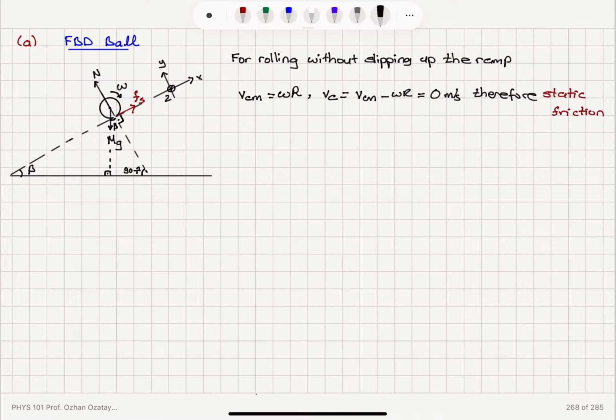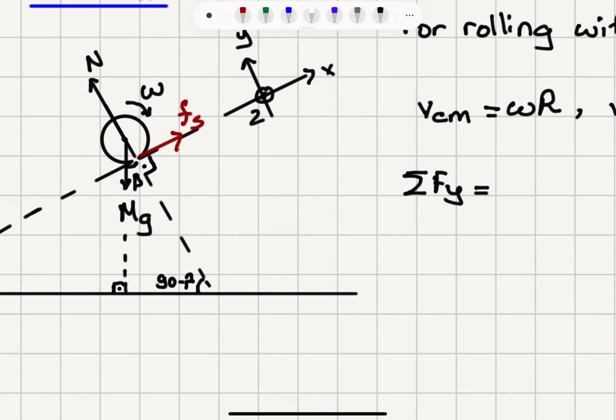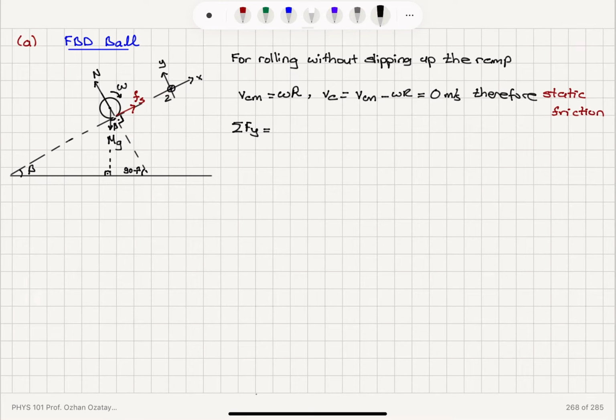Okay. Now, if I write Newton's second law, the net force on the y-axis must be equal to mass times the acceleration on the y-axis. As you can see, we have the normal force pointing in the plus j hat direction and mg cosine beta pointing in the minus j hat direction. So we have the normal force minus mg cosine beta, and under the influence of these forces there is no motion on the y-axis, so this must be equal to 0.